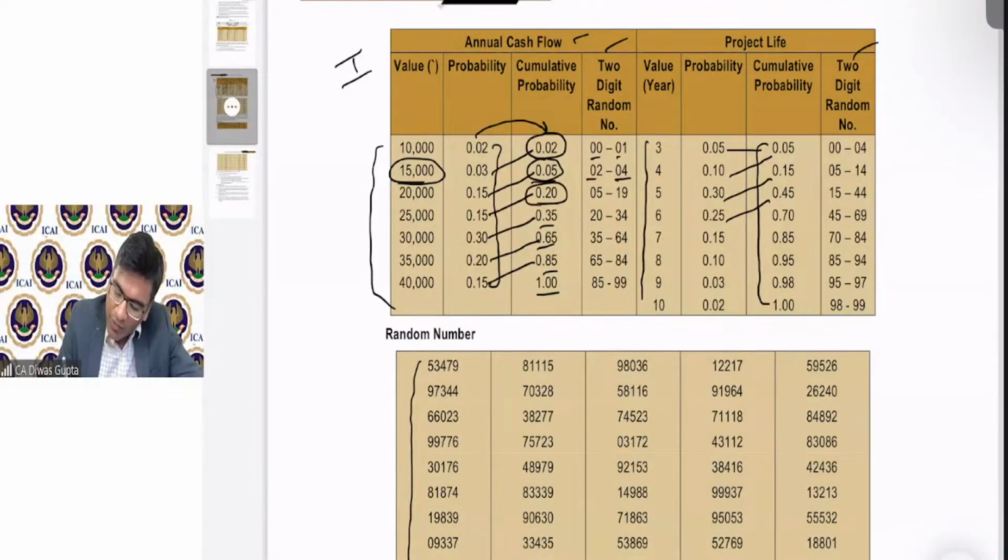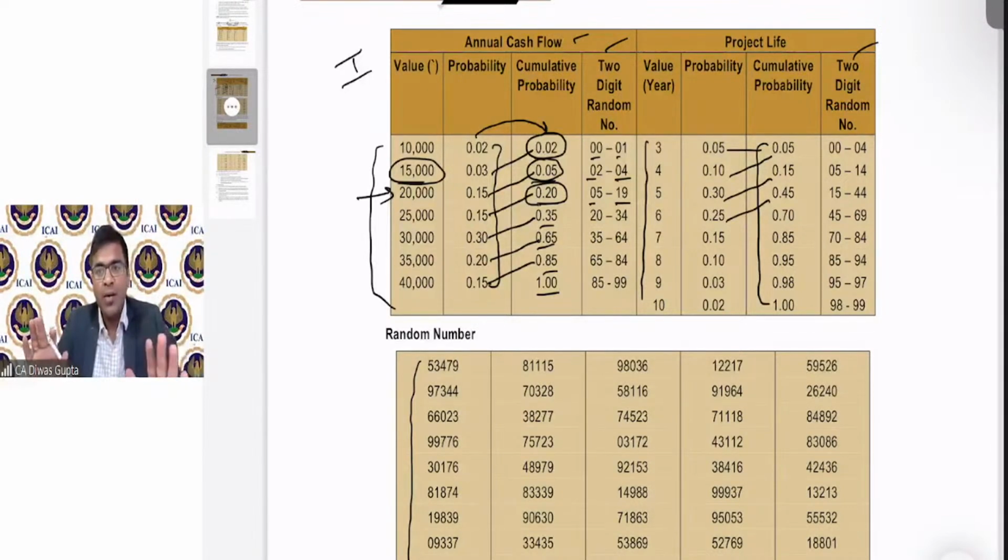0.20, so 0.5 to 19. So any number from 5 to 19 will fall under this, is what we are trying to say. Okay. We have done some basis, right? We have done some basis to link our random number with the exogenous variable. Now, what is that basis? That basis is probability, right? And probability has been converted into cumulative probability.